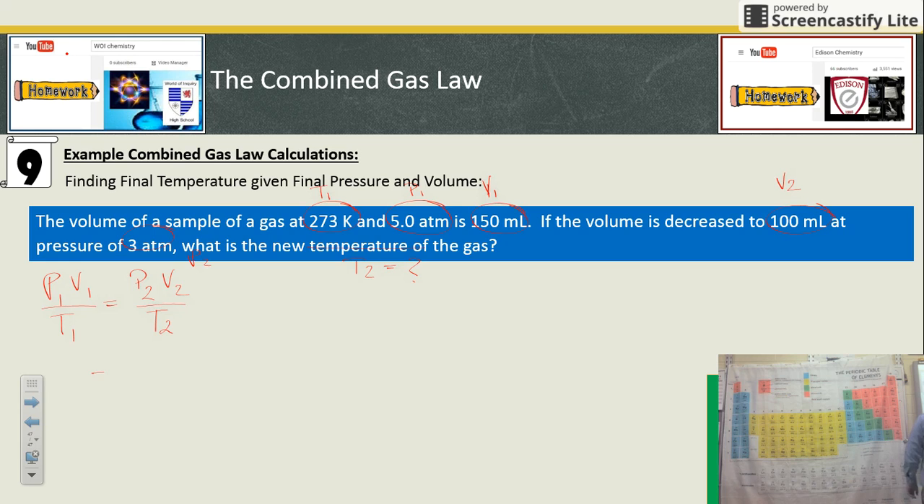Pressure 1, 5 atmospheres, times volume 1, 150 mils, divided by temperature 1, 273 Kelvin, equals, well, we have our volume 2, our pressure 2, and we don't know our temperature 2. So volume, pressure, there we go. 3 atmospheres for pressure, volume 100 mils, and the temperature is in X Kelvin degrees.